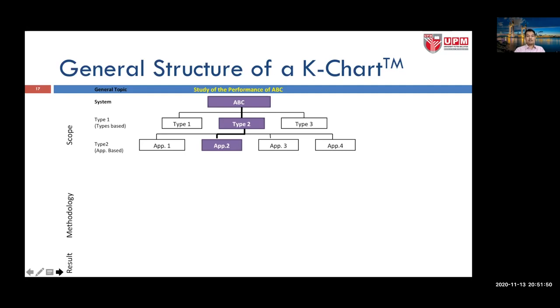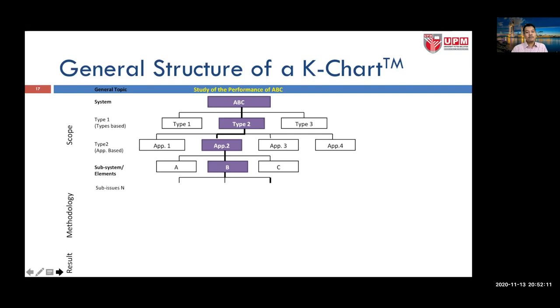For example, the ABC system, and then you may have type one ABC, type two, and type three. And then you have another layer of a subsystem, type two, application one, application two, application three or four, and you may have five, six, seven, and so on, right? And then you may also have subsystem elements A, B, and C, depending on how deep you are going to go. And you may also have sub-issues. You may have B1, B2, B3.